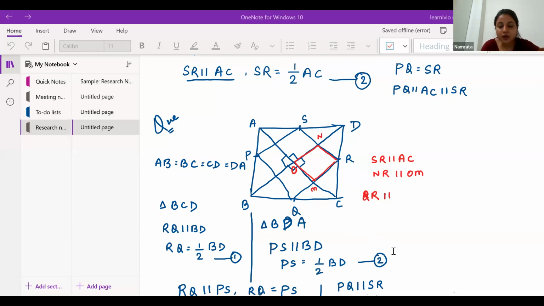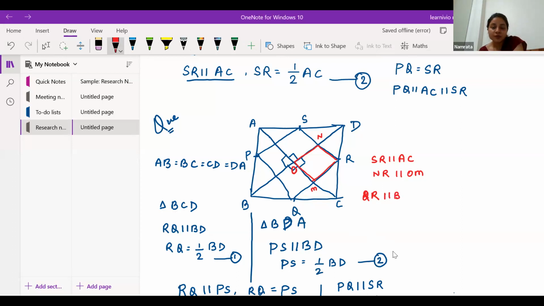Okay, so I was saying that QR is parallel to BD, that we know from the midpoint theorem. So we can say the smaller part of ON. Hence, the red one is a parallelogram because I have shown that the opposite sides of the red one are parallel with each other. So the red one, the smaller quadrilateral, is a parallelogram, that is MONR.